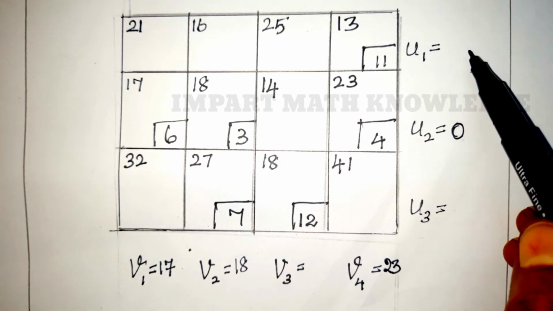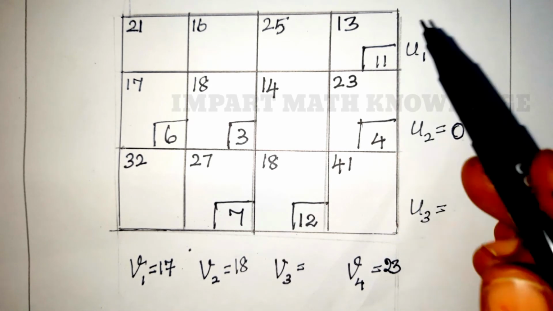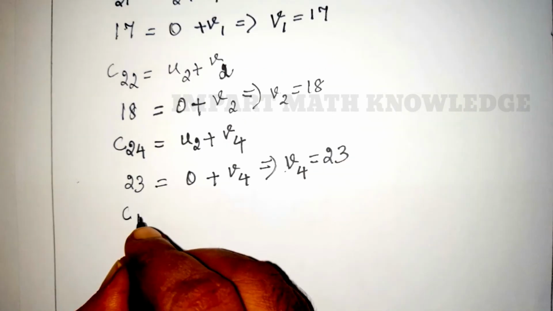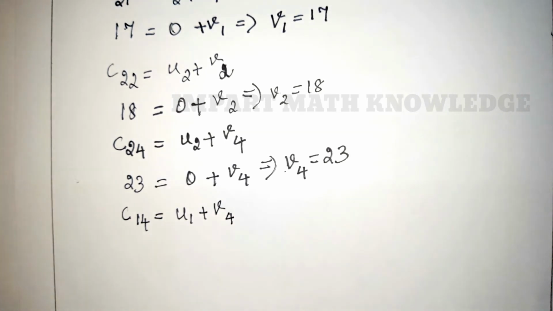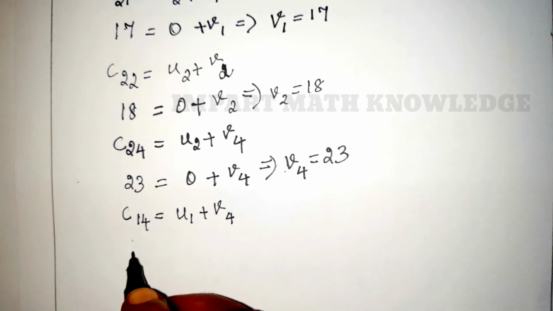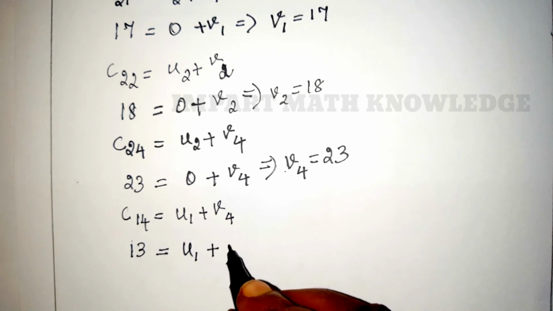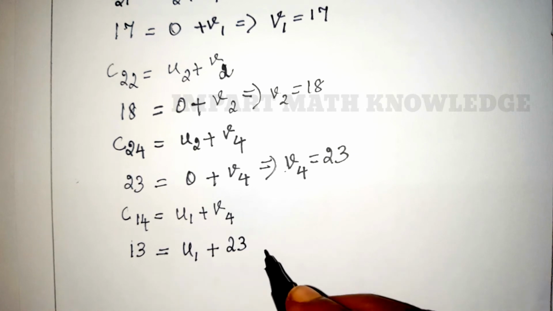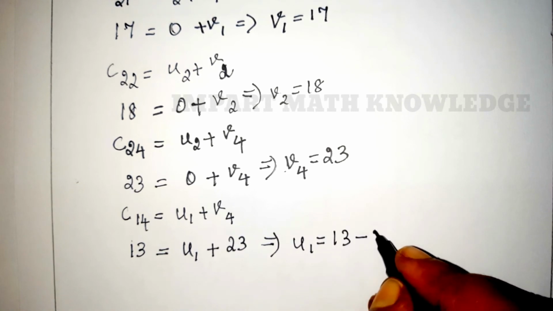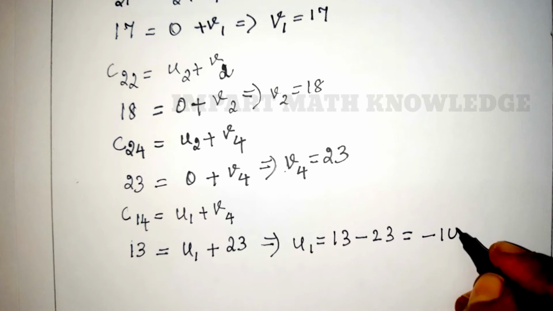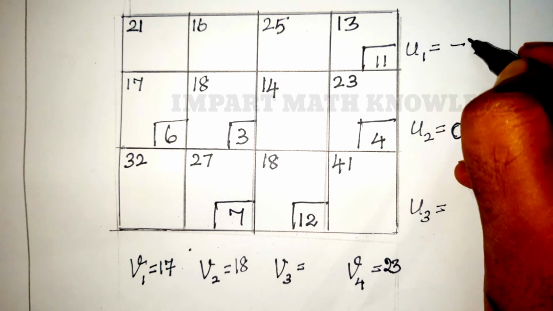And here we want to find the U1 value. This is an allocated cell and the V4 value is known. From these two values we can find U1. C14 is equal to U1 plus V4. C14, the cost value is 13. 13 is equal to the U1 value we have to find plus the V4 value, 23. From this we get U1 is equal to 13 minus 23, that is minus 10. U1 value is minus 10. Put U1 is equal to minus 10.